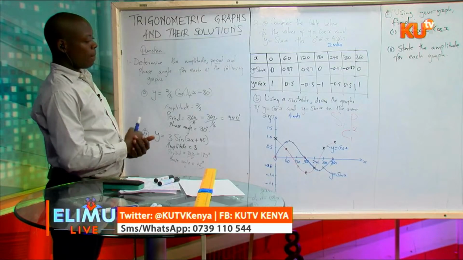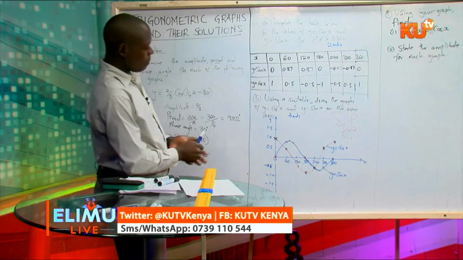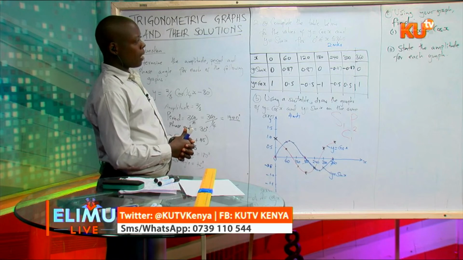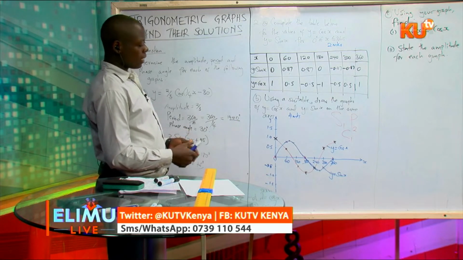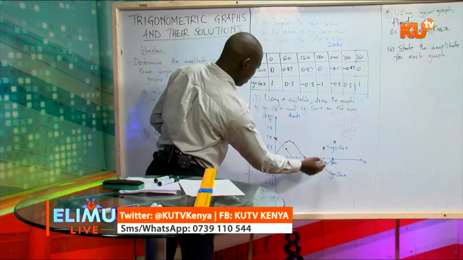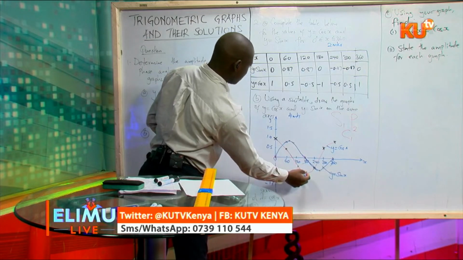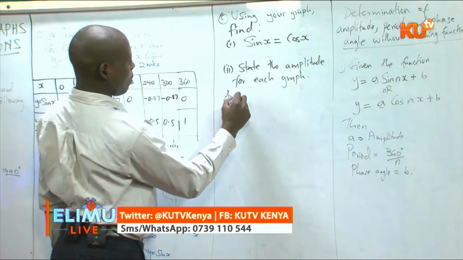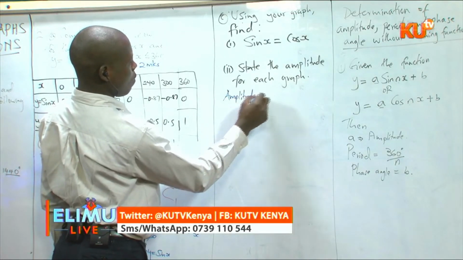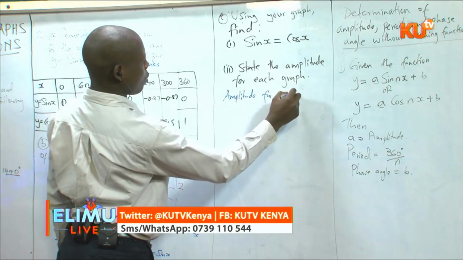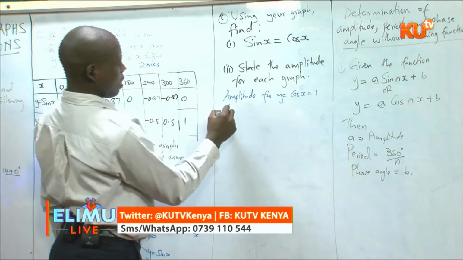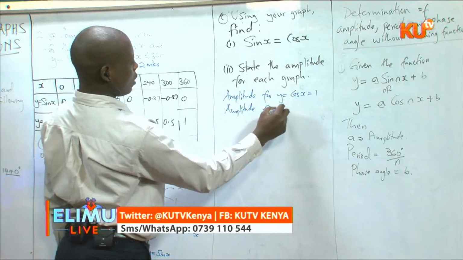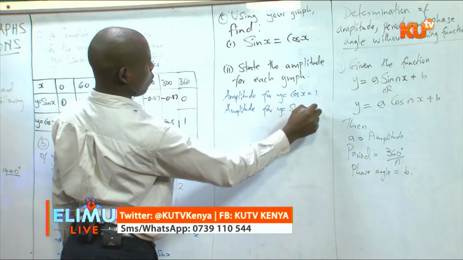We've said this, the amplitude is the maximum point above or below the x-axis. So what you need to do is to identify the maximum point for y is equals to cos x, and the maximum point for y is equals to cos x is 1. So the amplitude for y is equals to cos x is equals to 1. And again, the amplitude for y is equals to sin x will be equal to 1.